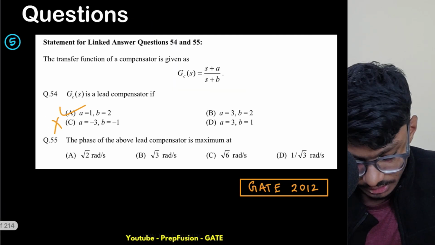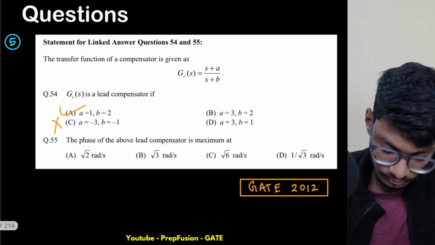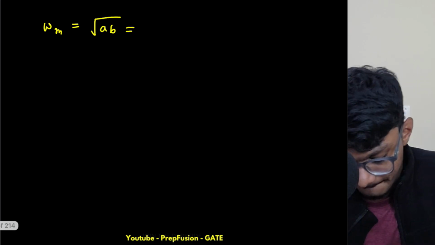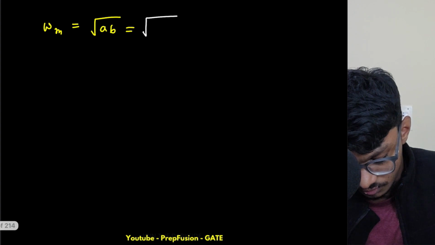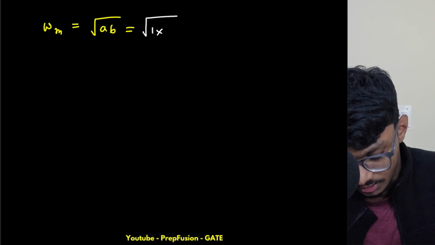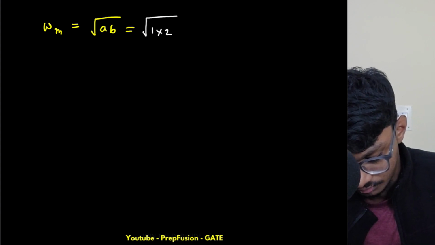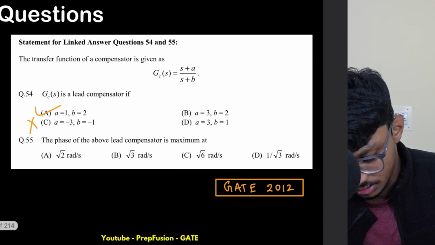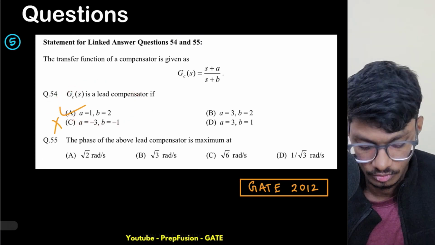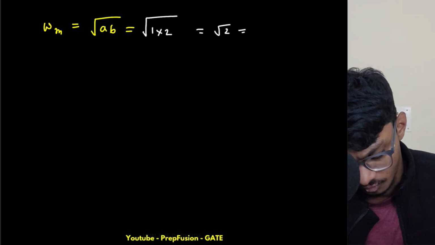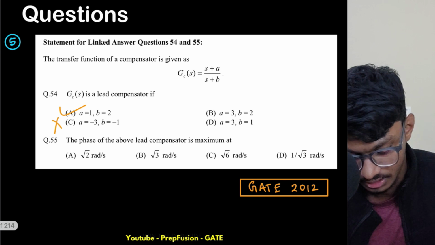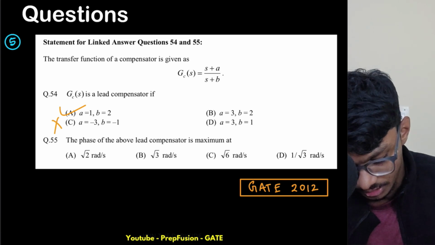So omega m is under root AB, then what is this? So basically it will be 1 times 2. Because this is the option, so under root AB is 1 times 2, which equals under root 2, which equals 1.414, or they have directly given the under root 2 option. So obviously A will be the option.